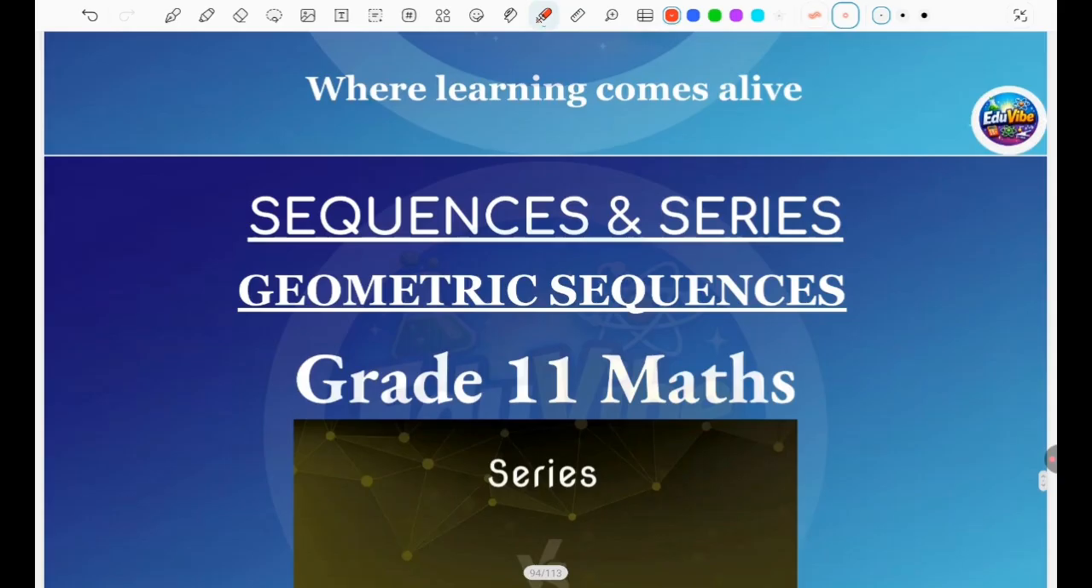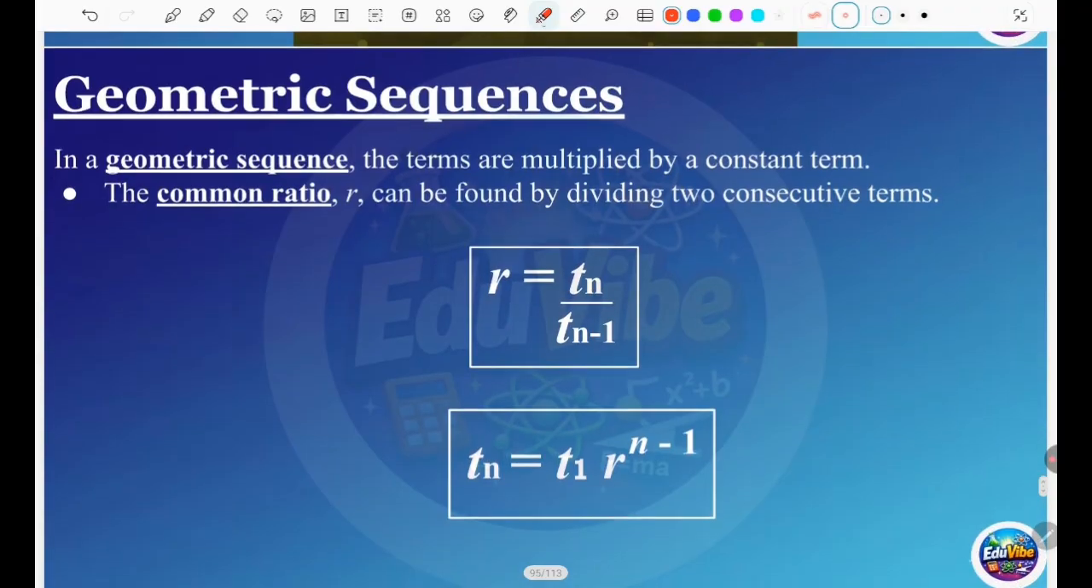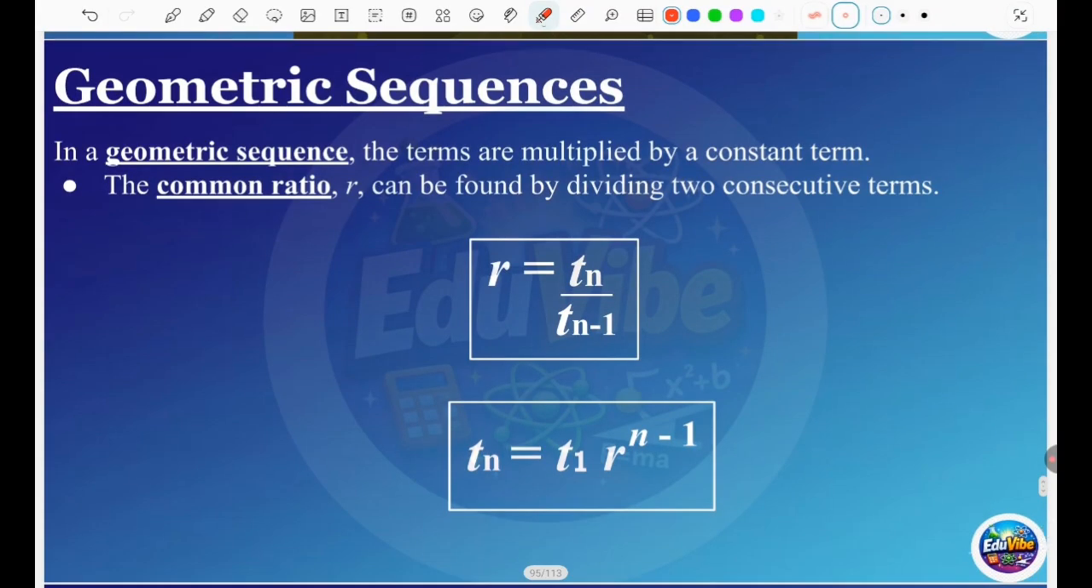In today's lesson, we are moving to the next topic of sequences and series. Today we start with geometric sequences, then we'll do geometric series. Today our main focus is on geometric sequences, so let's start with that. This is very different from arithmetic sequences.